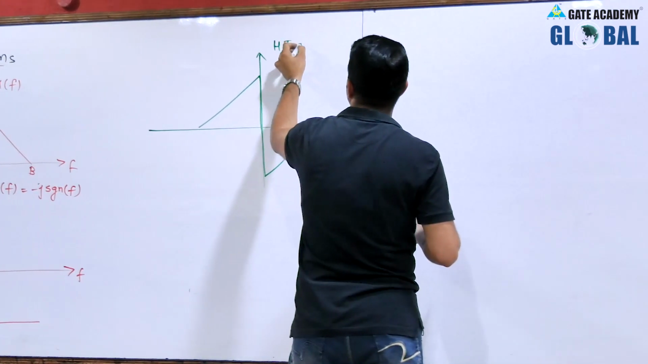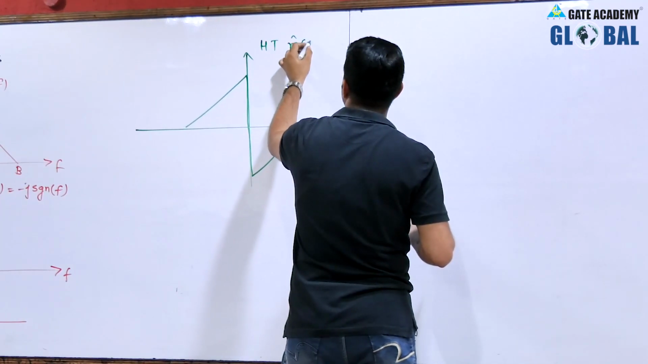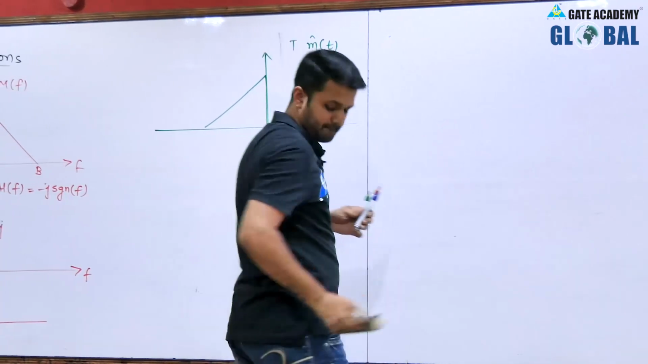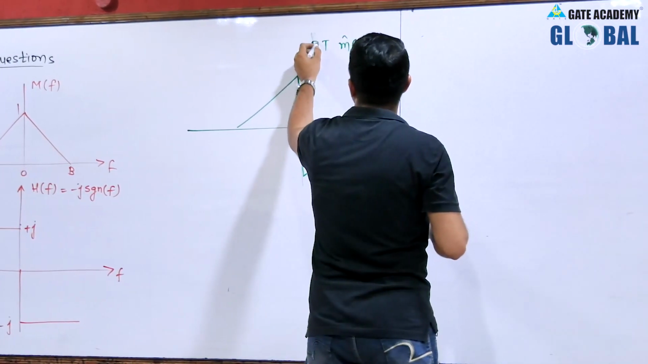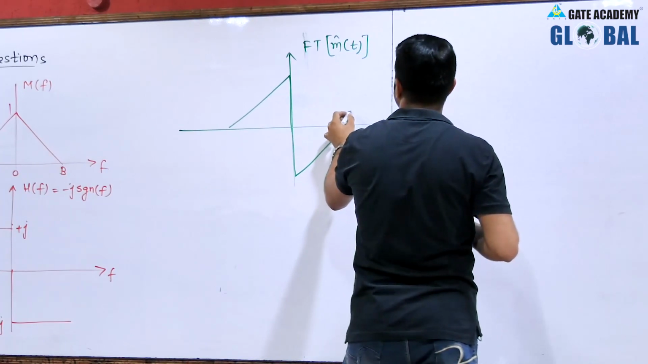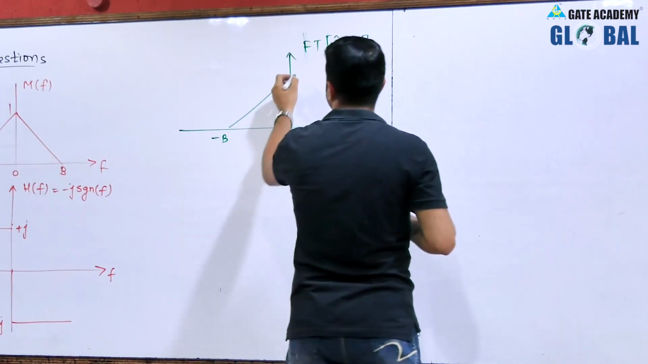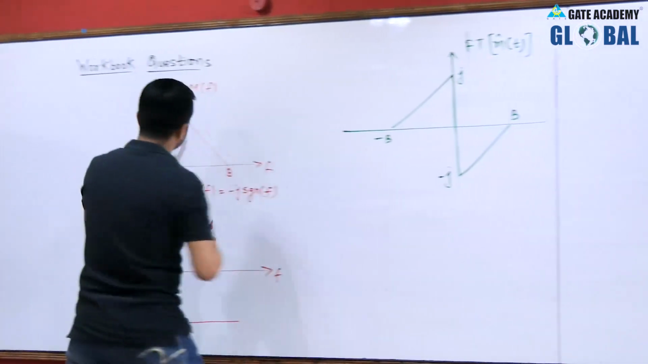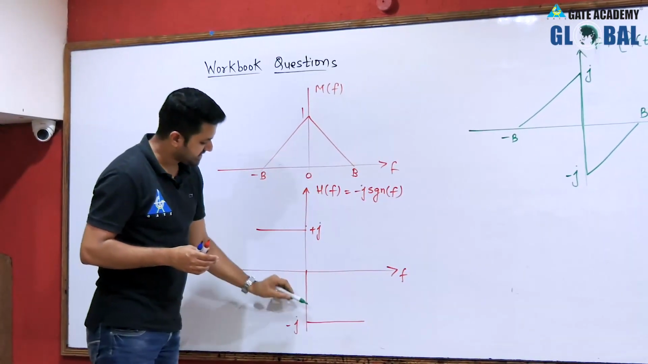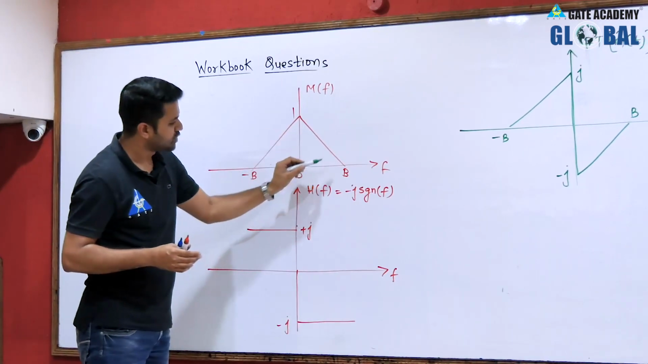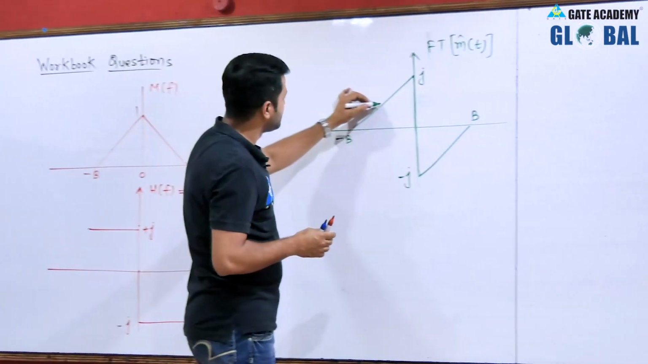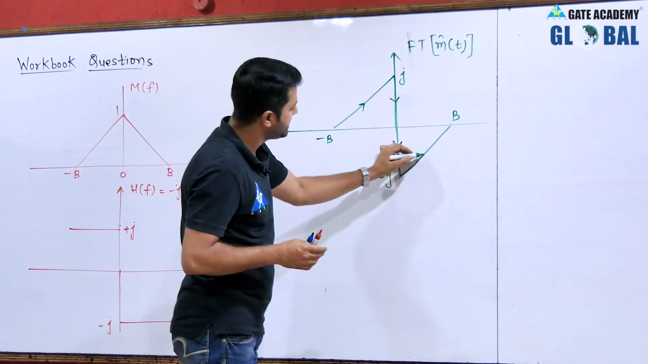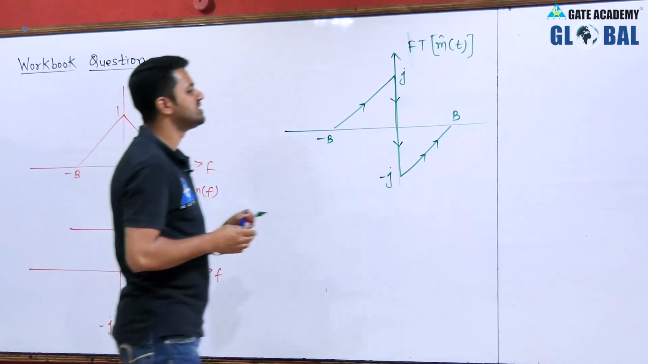This is the Hilbert transform of the message signal, m cap t, and this is the Fourier transform of m cap t. This is b, this is minus b, this is j and minus j. This slope is multiplied by a negative value, and it was a negative slope, now it is a positive slope. So the slope is like this, it is going down, and now it is also positive. So both the slopes are positive.